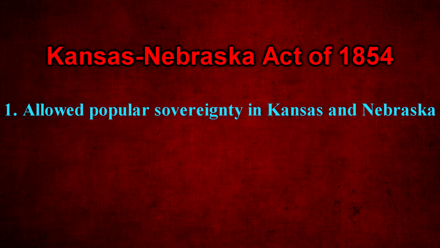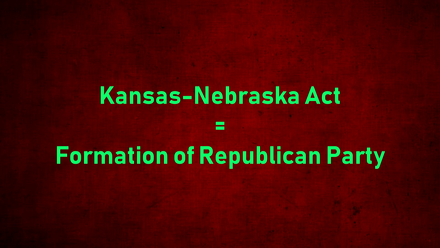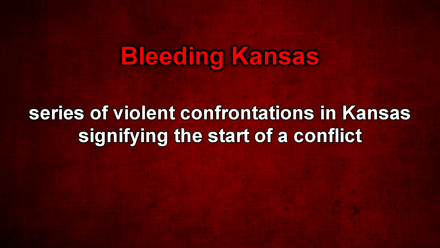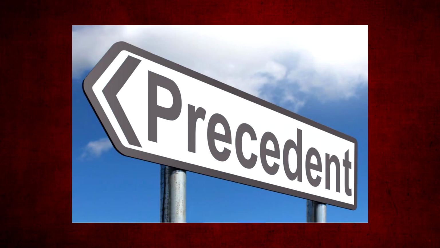The Kansas-Nebraska Act of 1854, which allowed popular sovereignty in Kansas and Nebraska, repealing the 36°30' line of the Missouri Compromise, angered Northerners. This act led to the formation of the Republican Party, while also leading to the events of Bleeding Kansas, a series of violent confrontations in Kansas between Free Soilers and pro-slavery forces that signified the start of a conflict. During this time, an important precedent was also set.